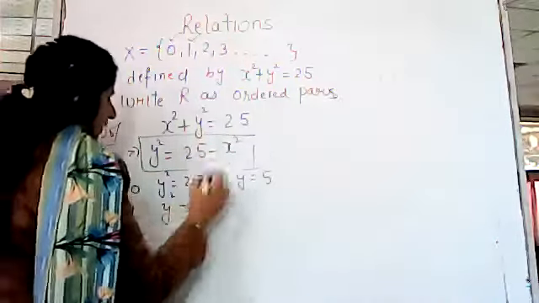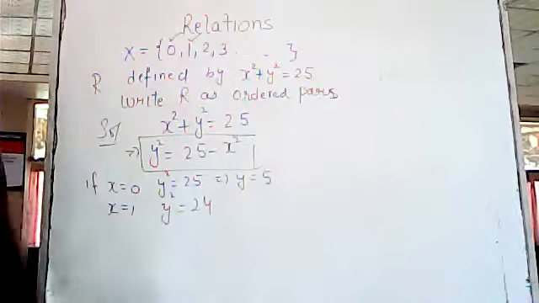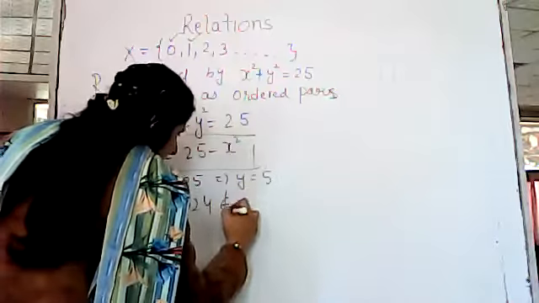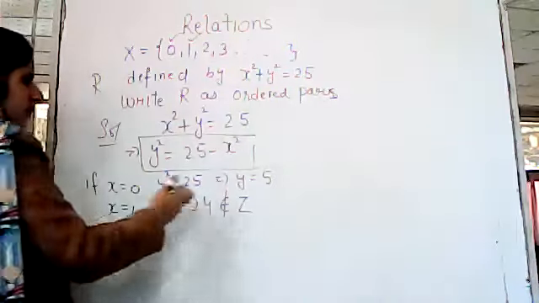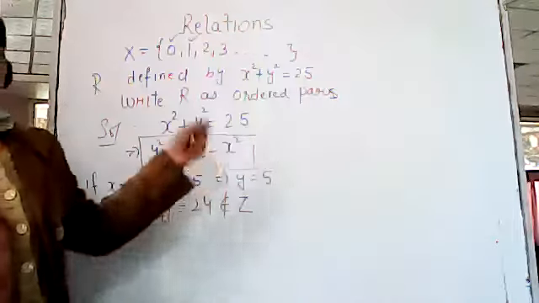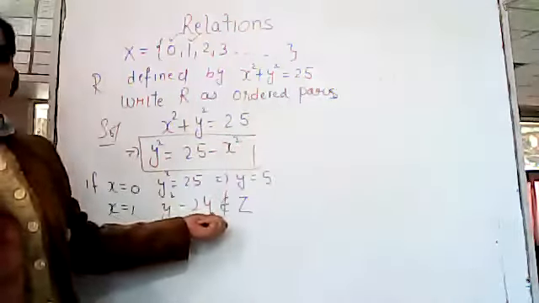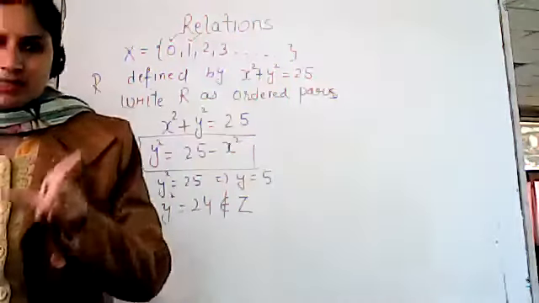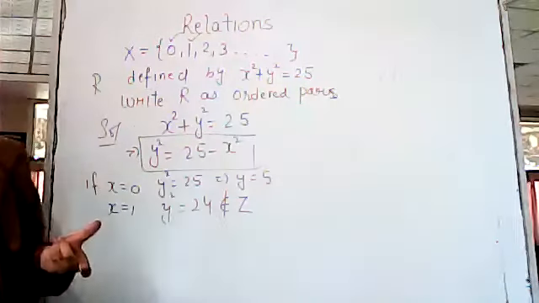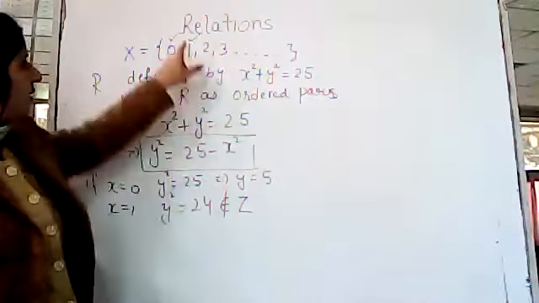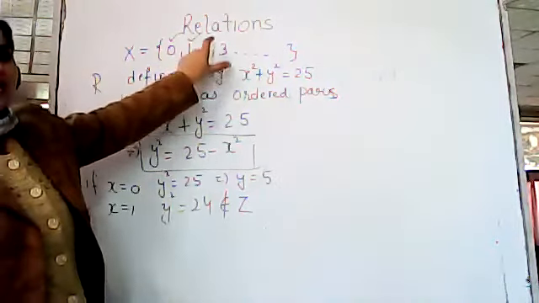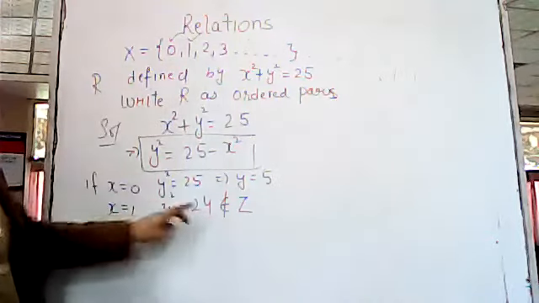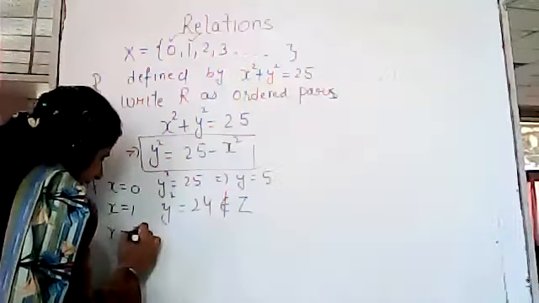So what is the value of y square? This is equal to 24. It means this doesn't belong to set X because this is not a positive integer. This will come under root, like 3 point something, 4 point something. This is not an integer. Y square is equal to 24, it means the value of y will come in decimal because this is not a perfect square. So this value of y doesn't belong to the set of positive integers. It means this ordered pair doesn't belong to the relation.